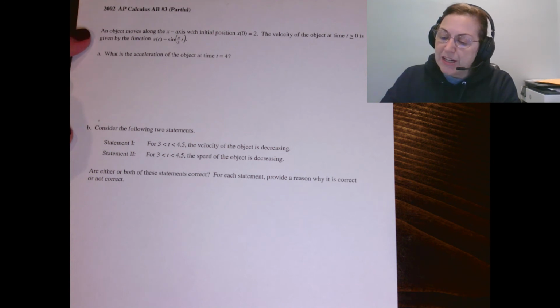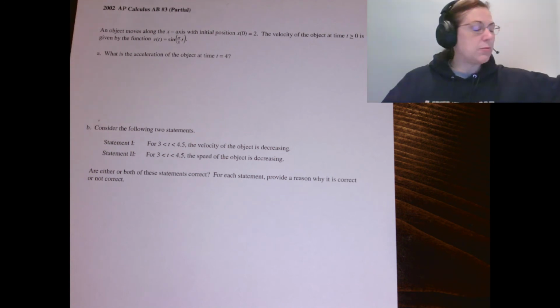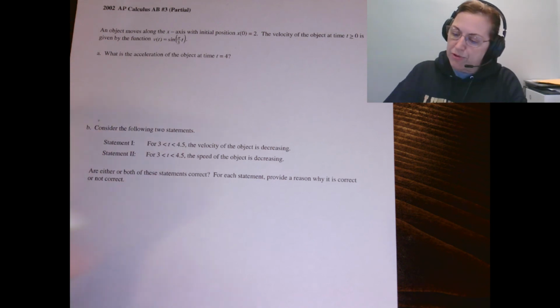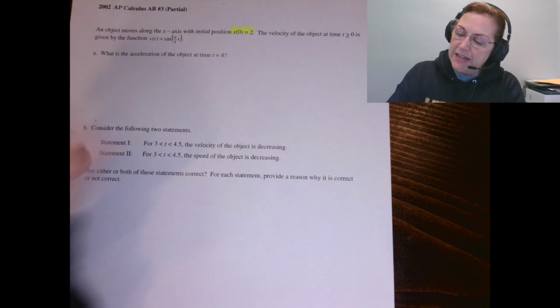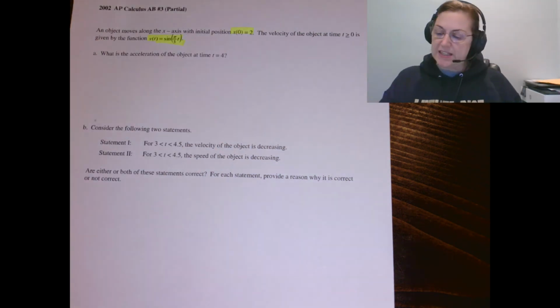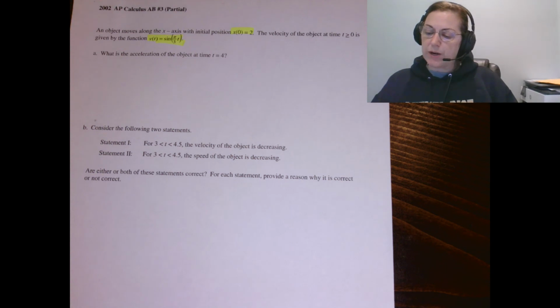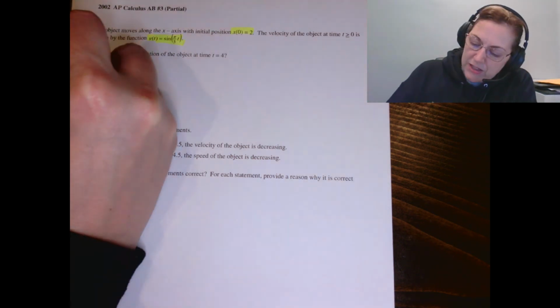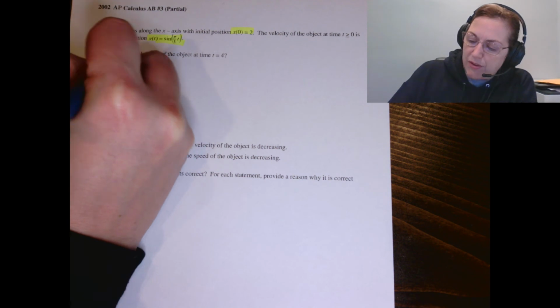So we've got an object that moves along an x-axis with an initial position of 2. I'm going to highlight that because I think that's pretty important. And the velocity is given by the function sine of pi over 3t. What is the acceleration? So the acceleration, remember, is the derivative of the velocity. So let's begin by taking the derivative.